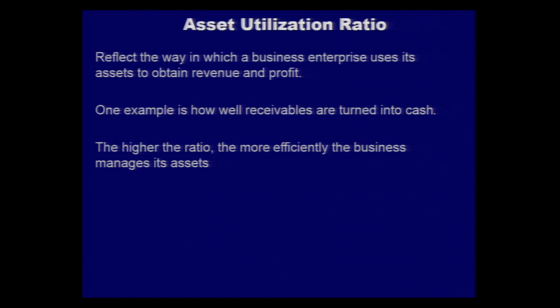Now another ratio that we find out is the asset utilization ratio. The asset utilization ratio reflects the way in which a business enterprise uses assets to obtain revenue and profit. This will give us the ratio about the operational efficiency of the firm. Operational efficiency means how the company uses its raw materials, resources and manpower to generate the product and then sell it to get the revenue and thereafter the profit. It is also about how the company can increase its revenue and reduce its expenses.